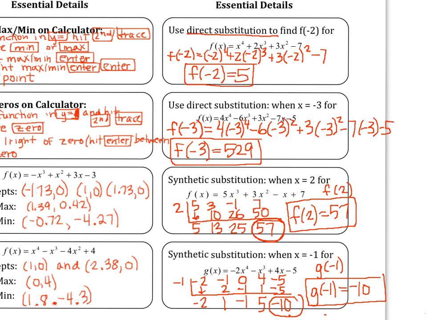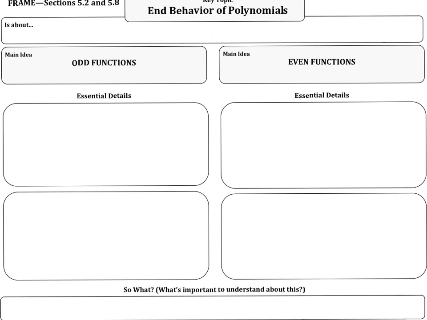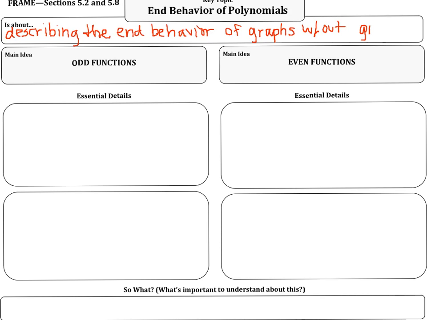Okay, let's look at the back side of your frame. Okay, so section 5.2 and 5.8, again, we're looking at end behavior this time for our polynomials. So this frame is about describing the end behavior without graphing. So it's about describing the end behavior of graphs without graphing.